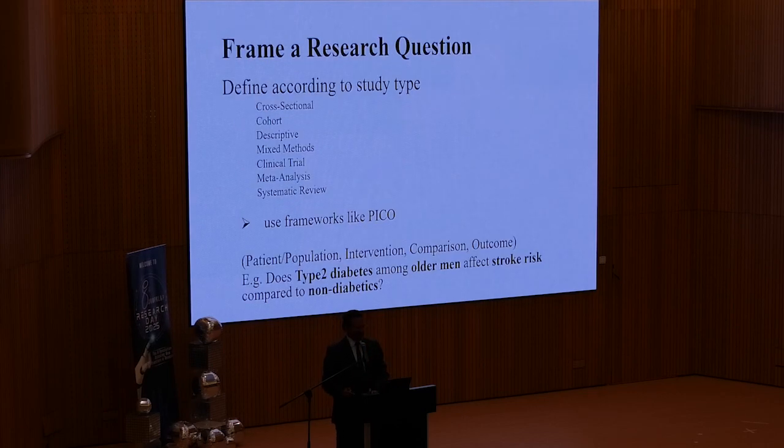So I always mention it's easy to frame a question using PICO, which is population or patient, intervention or comparisons, and outcomes. It's easy to do that. I've shown this recently at a workshop. Depending on your study design, you can create a question. At the bottom here, you can see, does type 2 diabetes among older men affect stroke risk compared to non-diabetic?